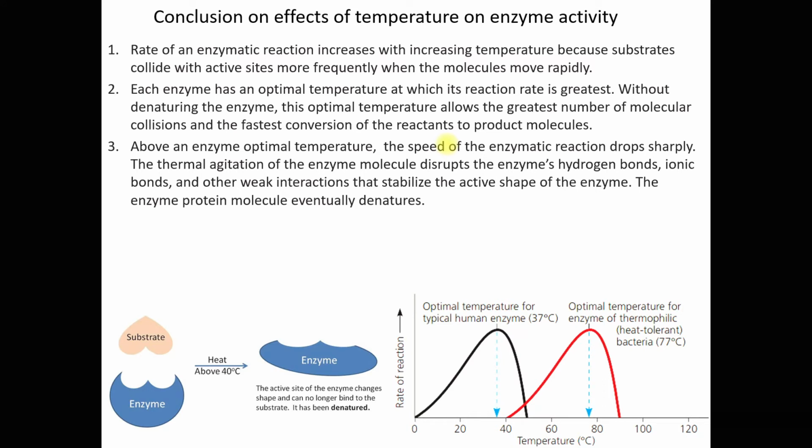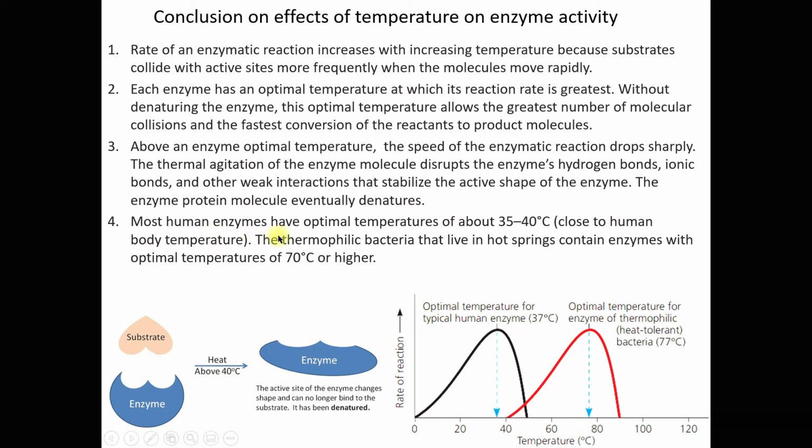And then above the enzyme's optimal temperature, the speed of the enzymatic reaction will drop sharply, as you can see from this graph here. Above this optimal temperature, the rate of the reaction for the enzyme will fall. The thermal agitation of the enzyme molecule disrupts the enzyme's hydrogen bonds, ionic bonds, and other weak interactions that stabilize the active shape of the enzyme. So the enzyme protein molecule eventually denatures.